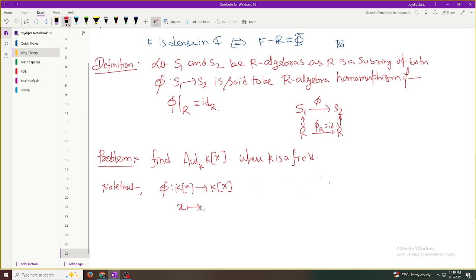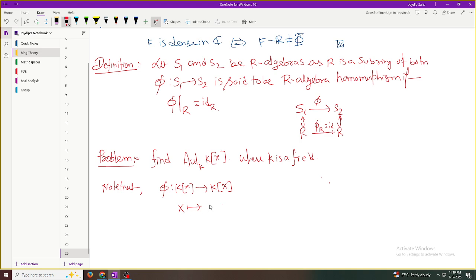x goes to ax. Isn't this supposed to be S_n? Yes. What is S_n? That means the symmetric group over n alphabets.